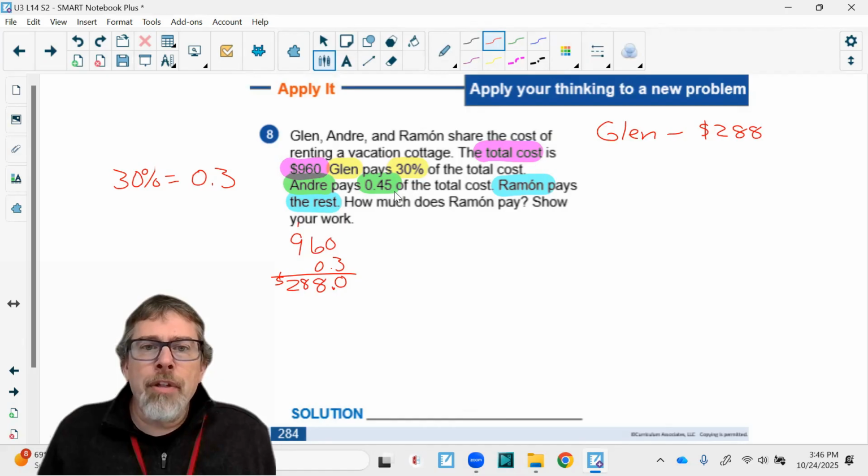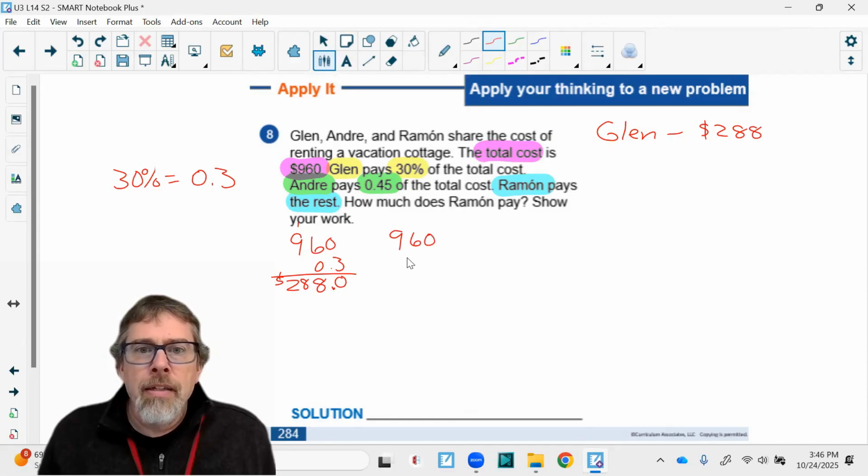Andre pays 0.45 of the total. Well, that's 45% written as a decimal already. So we're going to take 960 times 0.45 and multiply. 5 times 0 is 0. 6 times 5 is 30. Carry the 3. 9 times 5 is 45. Plus 3 is 48. Put a place marker. 4 times 0 is 0. 4 times 6 is 24. And 9 times 4 is 36. Plus 2 is 38. Add. 8 and 4 is 12. Carry the 1. 8 and 4 is 12. And 1 is 13. Carry the 1. 3 and 1 is 4. We have 2 decimal places.